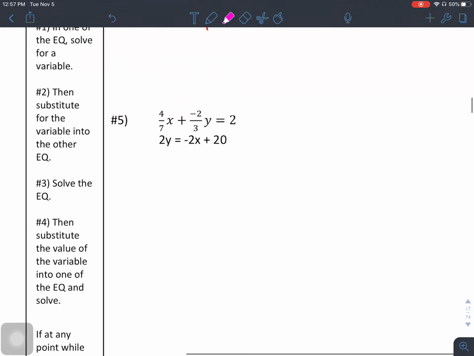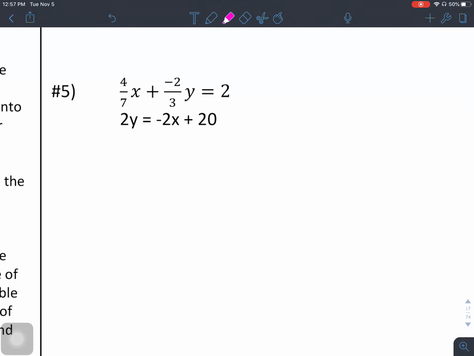Number 5, you may look at this and think, dear Lord, how am I going to be able to do this one? There's fractions all over the place. Well, let's get rid of our fractions. I'm going to rewrite this equation. I want to get rid of the divided by 7 and divided by 3. So I'm going to multiply each term by 7 and 3. That's the same as 21.